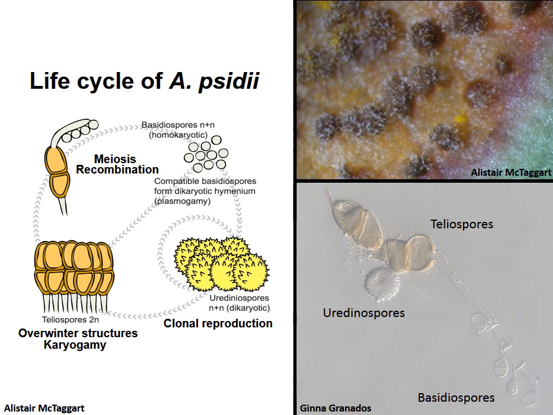This invasion success could be attributed to its biology. In this case, some work done by Alistair, and welcome Alistair if you're joining us today, and the team has showed that the pathogen can complete its life cycle on a single host, and that sexual recombination is occurring in the field. So why is this important?